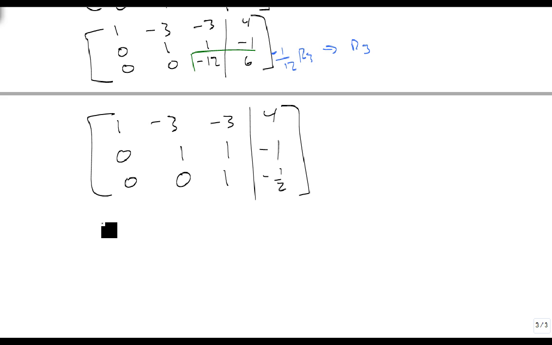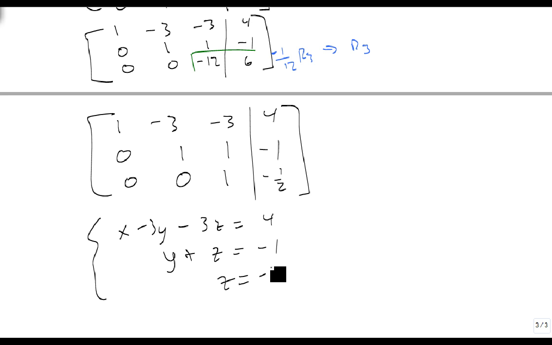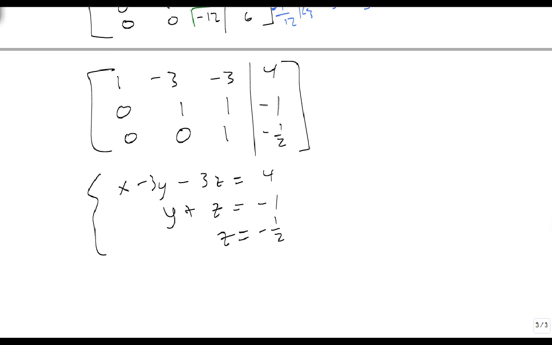I rewrite it as a system: x minus 3y minus 3z equals 4, y plus z equals minus 1, and z equals minus 1 half. Well, we know what z is. To get y, we do y minus 1 half equals minus 1. If we add a half to each side, that gives me y equals minus 1 half.